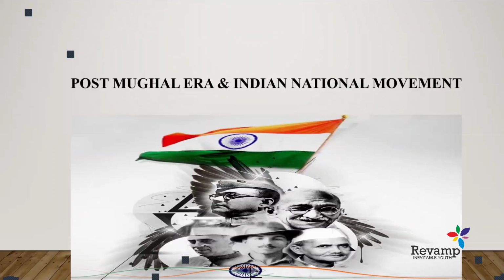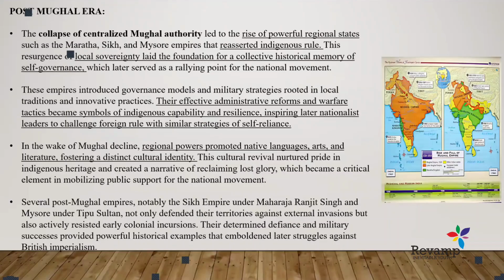So, moving on to the topic, the post-Mughal era. Basically, the Mughal Empire was a highly centralized authority. The power was centralized in Delhi, and groups such as the Deccan and the Marathas felt suppressed. After the reign of the last great emperor, Aurangzeb, after his death, the Mughal Empire gradually declined and lost its control.